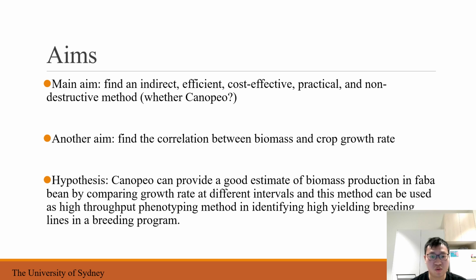Another aim is to find the correlation between biomass and crop growth rate. And the hypothesis is that Canopy can provide a good estimate of biomass production in faba bean by comparing growth rate at different intervals, and this method can be used as a high throughput phenotyping method in identifying high yield breeding lines in a breeding program.